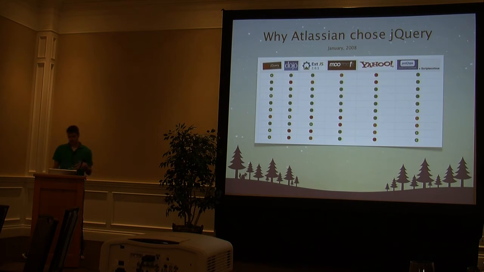So why did we choose jQuery? I dug this graphic off of our internal wiki from January 2008. We evaluated 6 different frameworks, you can see here, and I didn't put up what we were evaluating them against, but jQuery won in almost everything that we looked at. So we chose to build on top of that. We really felt like it was a strong framework, and I think that was a good choice then, and it seems like an even better choice now.